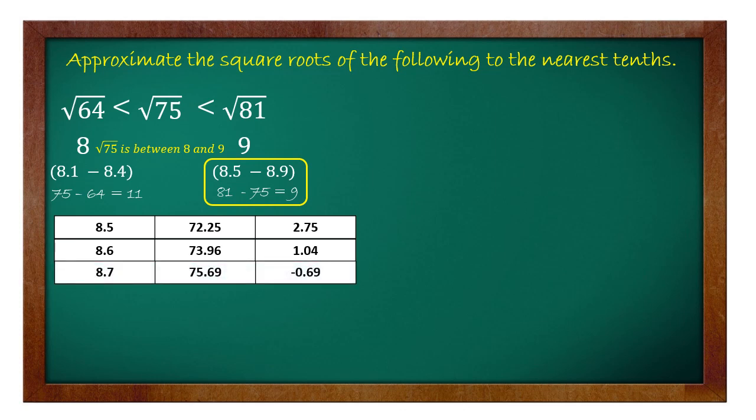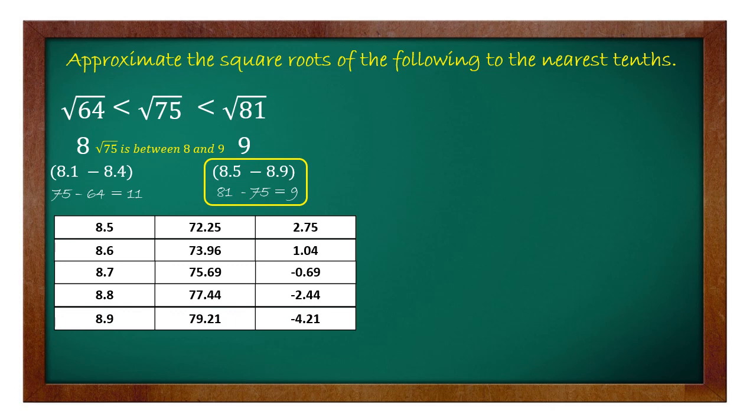Then 8.7, ang square niya ay 75.69, and then ang difference niya is negative 0.69. And then ang 8.8 naman natin is 77.44, and then ang difference niya is negative 2.44. And then yung 8.9 natin is 79.21. Then ang difference niya is negative 4.21.